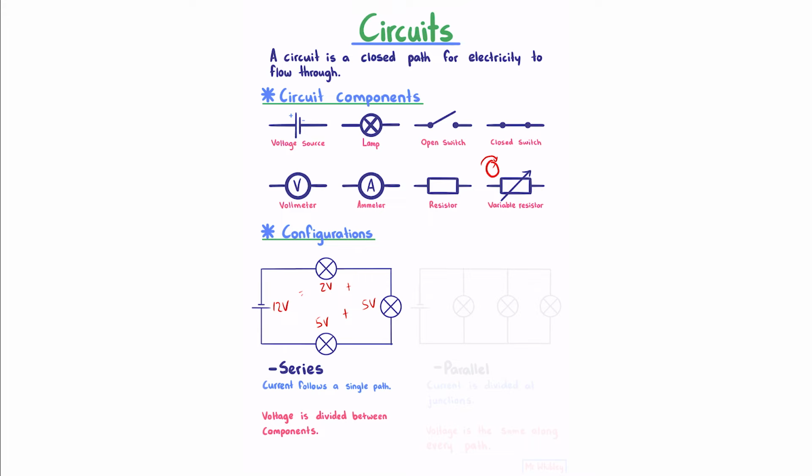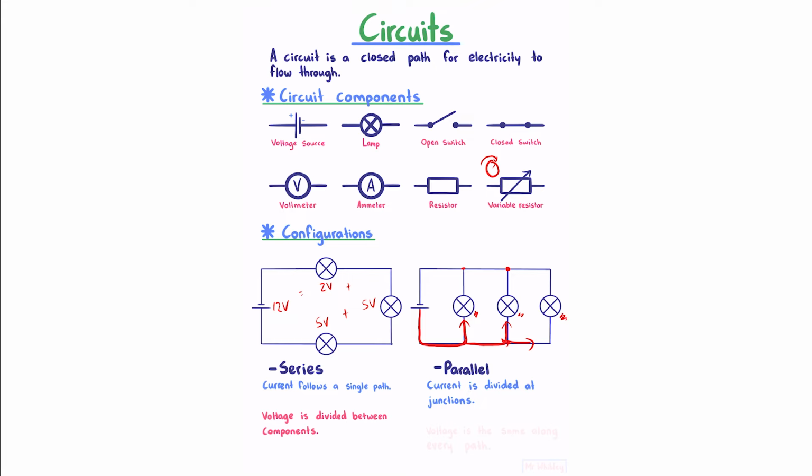We can also wire circuits in parallel. In this case, current is divided at junctions. By junction, I mean these points here, where our current flows through the circuit and then divides into two here and into two here. Whether it does so equally or otherwise depends on the resistance of these bulbs. For example, if one of these bulbs had a lower resistance, then more current is going to flow through it. In a parallel circuit, the voltage is the same along every path.